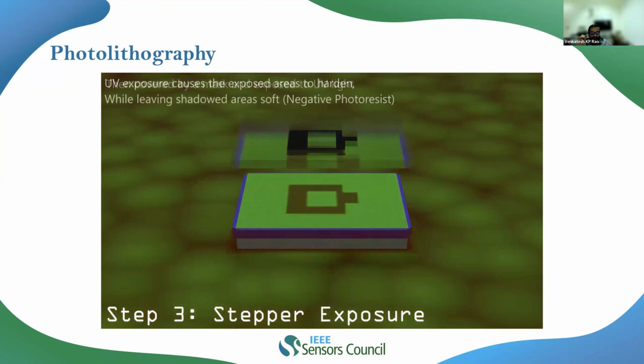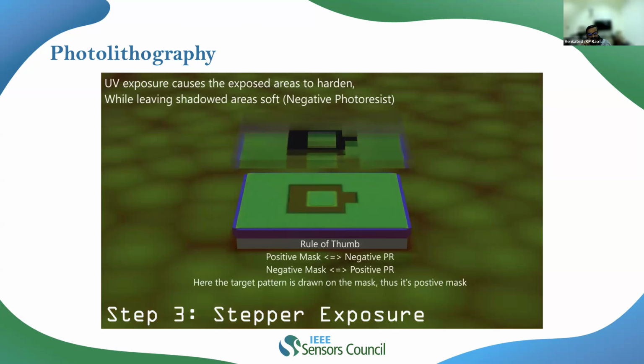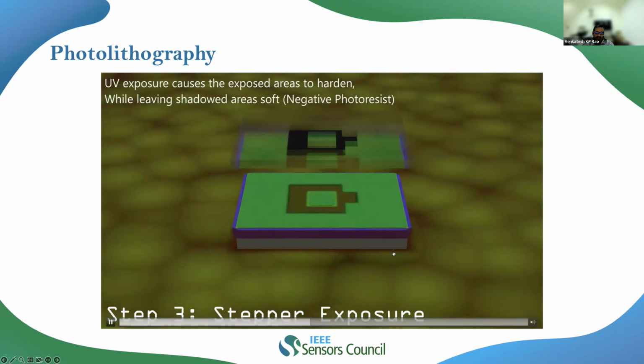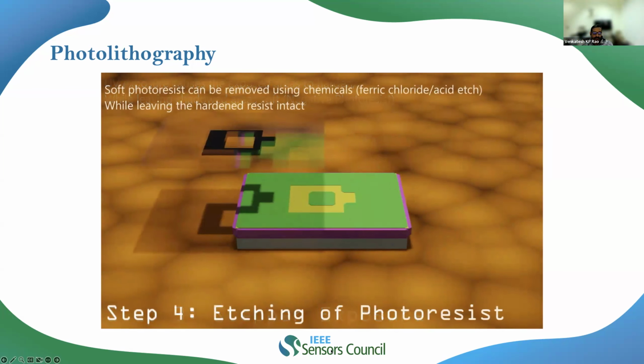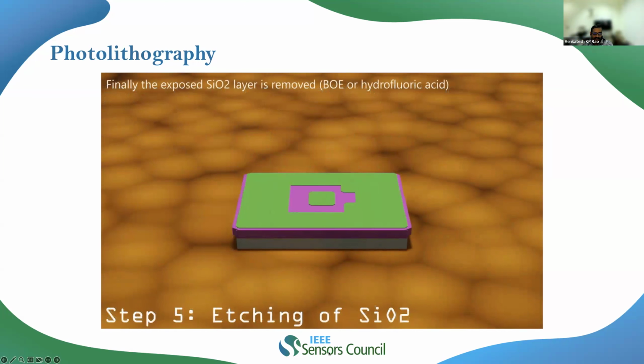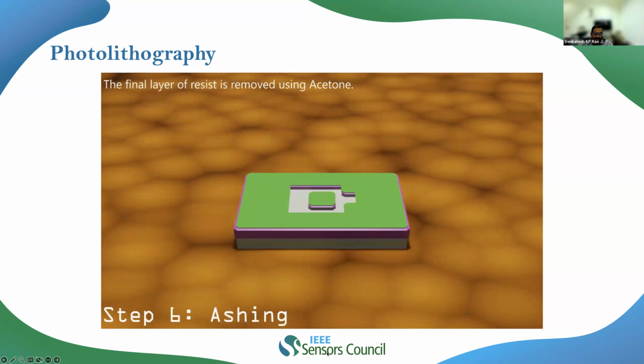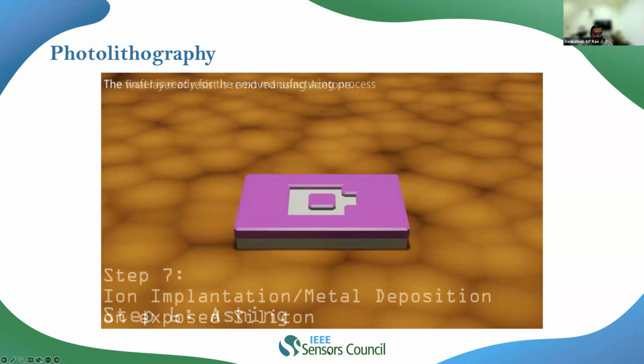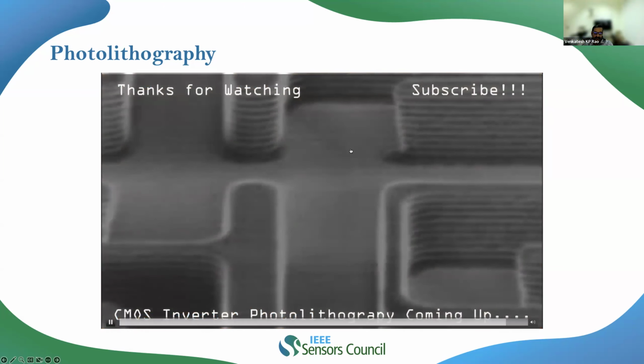Now we have the photo mask, and I am exposing it. Whenever you have a negative photo mask, the unexposed regions are washed away and the exposed regions are retained. Now I am going to etch the SiO2. Now I'm going to ash it. Step 6. After the ashing, I can do ion implantation or deposition for property modification. Finally, I can come out with any of the structures under consideration.